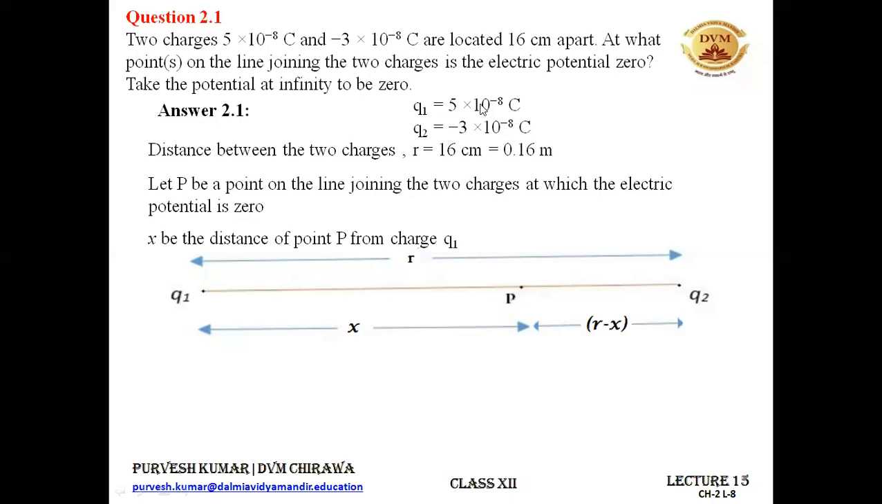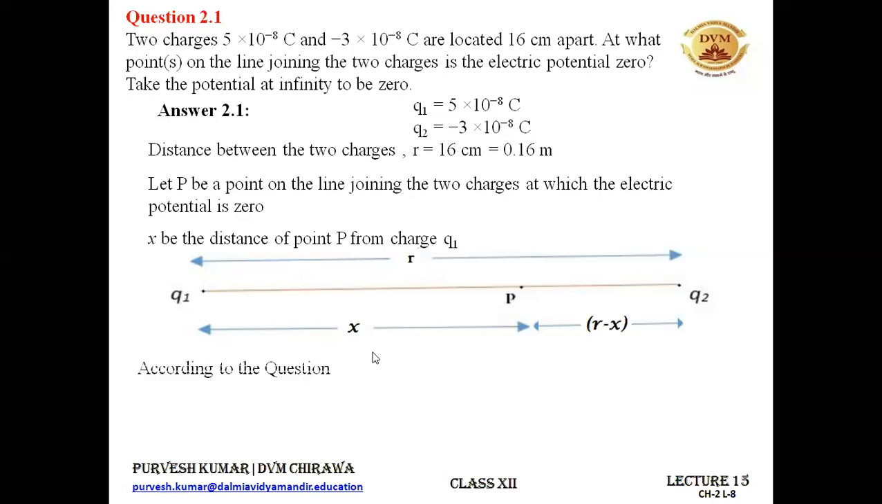So this point P can either be on the line joining the two charges, between the two charges, or it can be outside the system. First we have taken the case when this point P is lying between the two charges. So we need to find this X. At point P, we know that the electrostatic potential is 0. So we need to find the electrostatic potential at P and then equate it to 0.